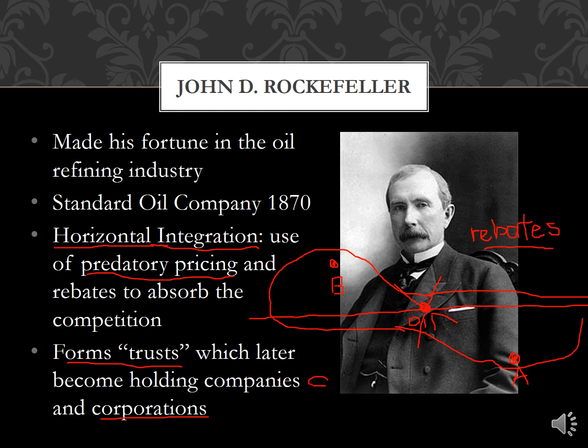Now you should know that by the time we get to 1900, Standard Oil is basically providing 90% of all of the oil distributed in the United States. So this is a true monopoly, basically cornering all of the refined oil market. And this, of course, will make John Rockefeller incredibly rich.